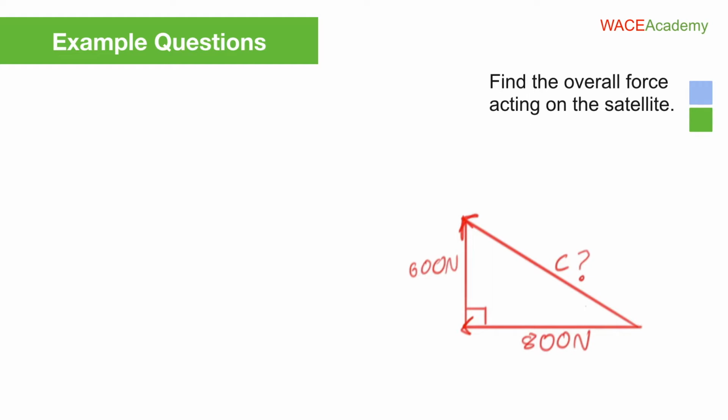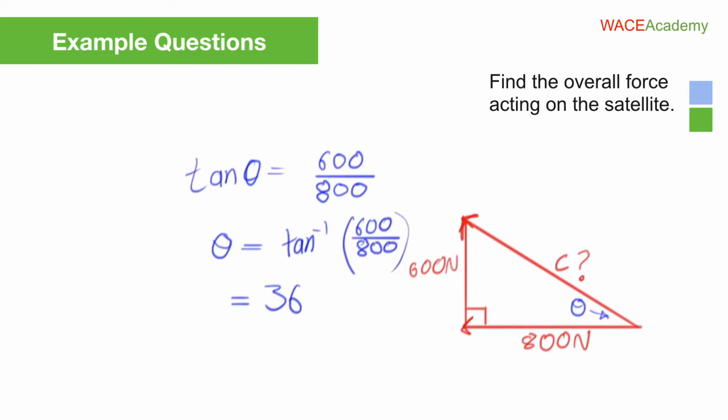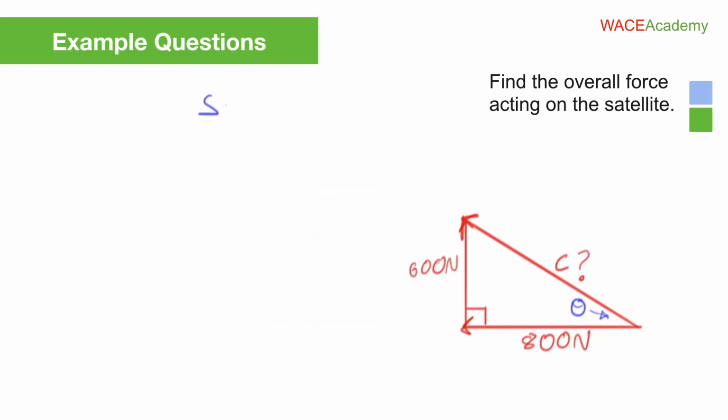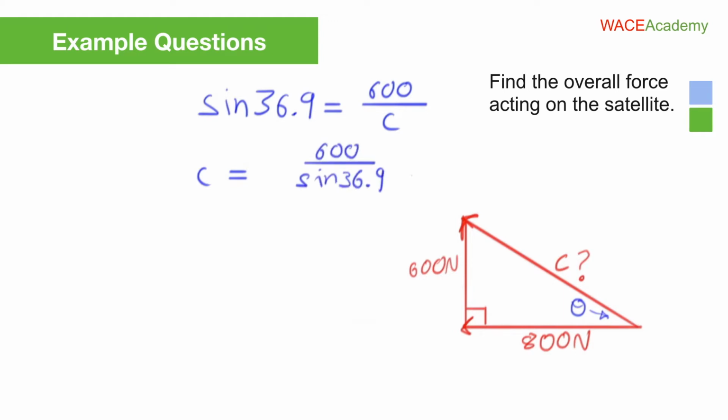So the next step is to calculate the angle of the overall force, which we can do using trigonometry. So labeling the triangle and subbing in the values of forces A and B, we're left with tan theta is equal to A over B. Therefore, the final angle is 36.9 degrees. And so this is the angle which we can use to find the length of C. We'll use C and force A, which means we're going to use the sine function, which results in 999.3 newtons. Therefore, the overall force acting on the satellite is 999.3 newtons.